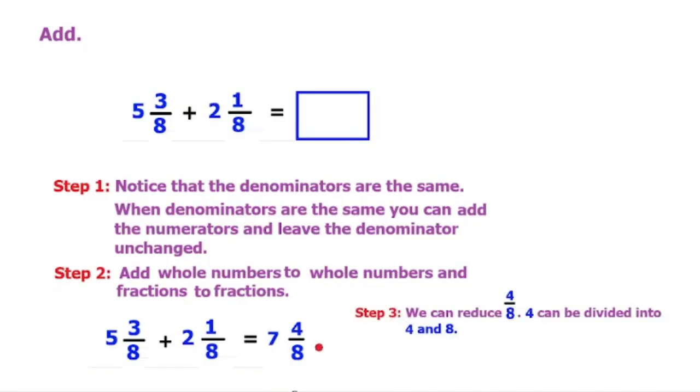But we can reduce 4/8 further. 4 can be divided into 4 and 8. So we have to express the mixed number in lowest terms. So 4 fits into 4 once, 4 fits into 8 twice. So the final answer is 7 1/2. So that's it expressed in lowest terms.